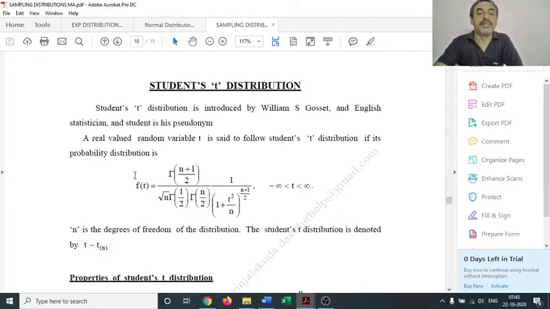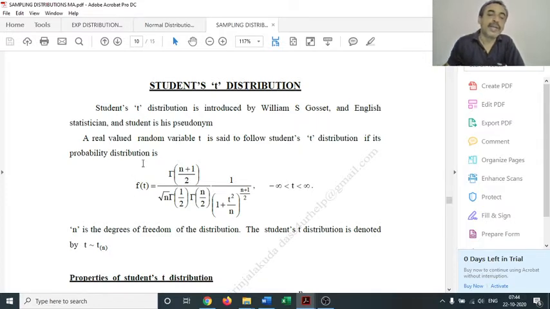Now we have to discuss Student's t distribution. The Student's t distribution was introduced by William S. Gosset. He's a very famous English statistician. Because of certain professional restrictions, all his publications were given under the pseudonym Student. That's why we have the name Student's t distribution.